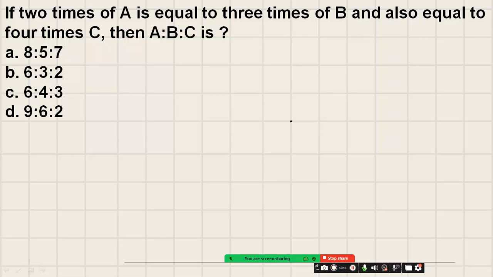If 2 times of A is equal to 3 times of B and also equal to 4 times of C, then A is to B is to C. Very good question. 6 is to 4 is to 3. Yes, very good. Excellent. Super. Answer is C, sir. Yes, C. Very good, excellent.